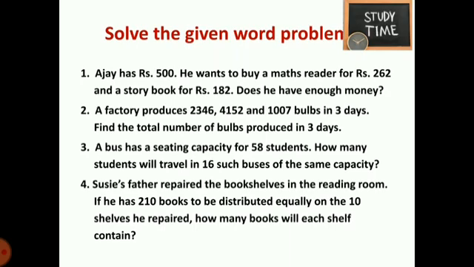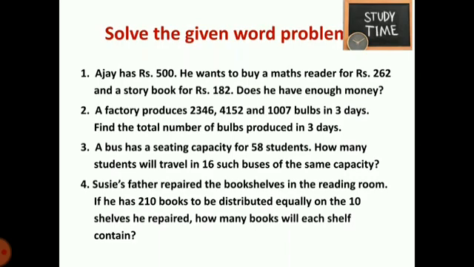First one: Ajay has rupees 500. He wants to buy a Max reader for rupees 262 and a storybook for rupees 182. Does he have enough money? What you have to do is first add 262 plus 182 and then subtract from 500. If you get any remainder, then you can say that he has enough money.